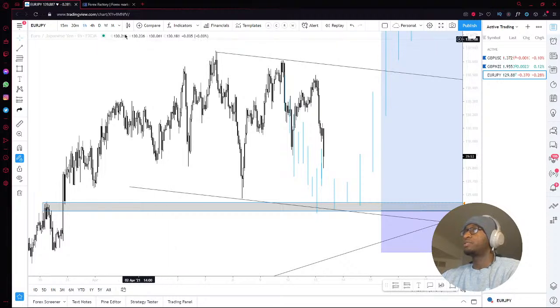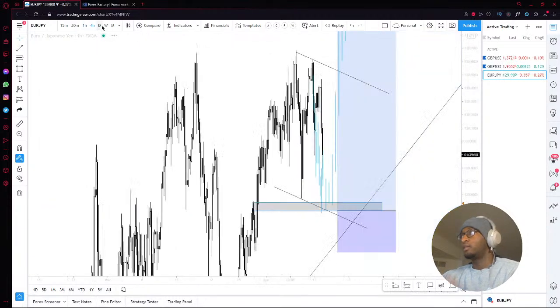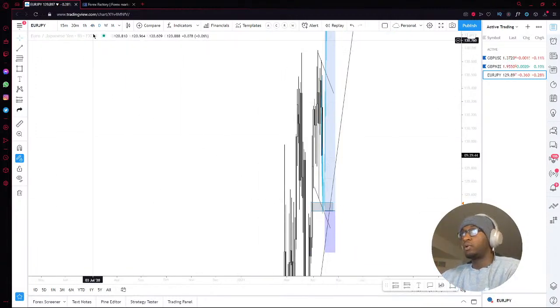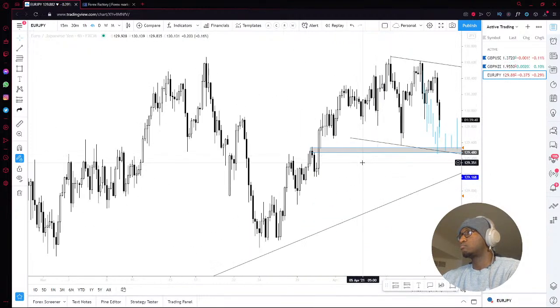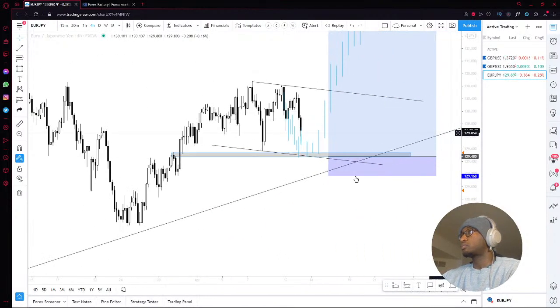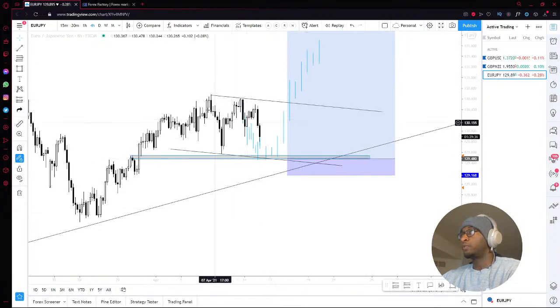Awesome. Okay, EURJPY. EURJPY is doing exactly what I want it to do. So it's a 4 hour setup. Reset the chart. Basically what I've been looking for since Monday, for price to form a bearish pattern and sell off, and that's exactly what it did.